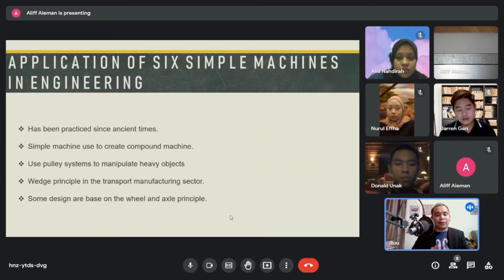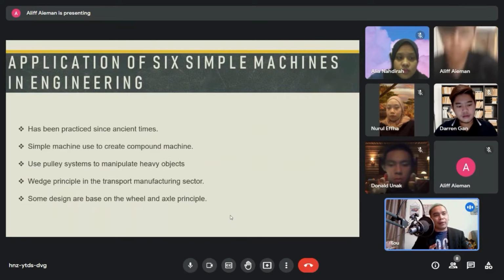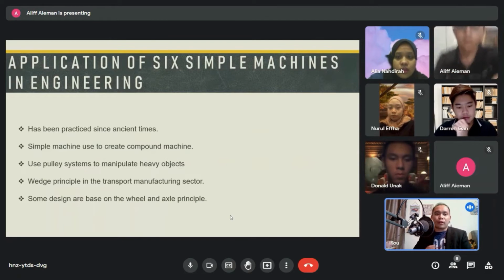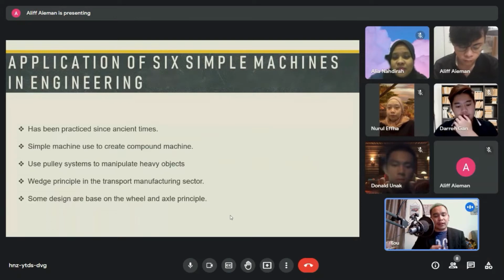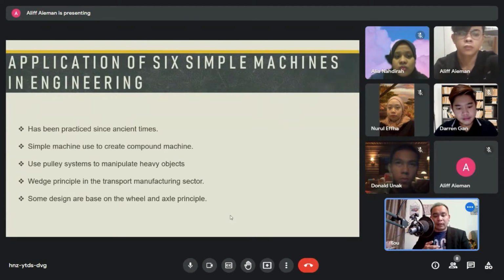Engineers use the pulley system to manipulate heavy objects with little force using a small motor, such as crane, bulldozer, and elevator, which are designed by them to make our lives easier in our daily life.